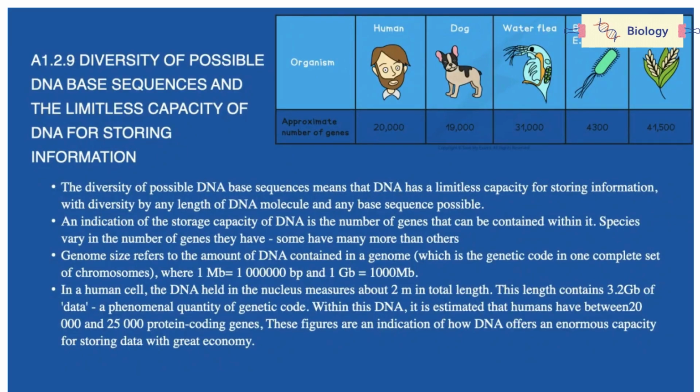In a human cell, the DNA held in a nucleus measures about 20 meters in total length, and this length contains 3.2 gigabytes of data, a phenomenal quantity of genetic code. Within this DNA, it's estimated that humans have 20,000 to 25,000 protein-coding genes, and this is a really great economy for storing the data.